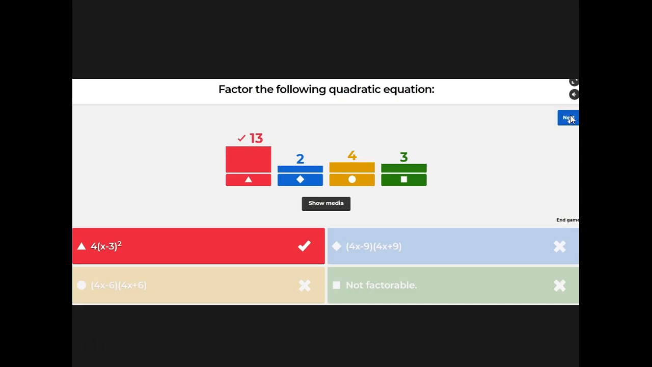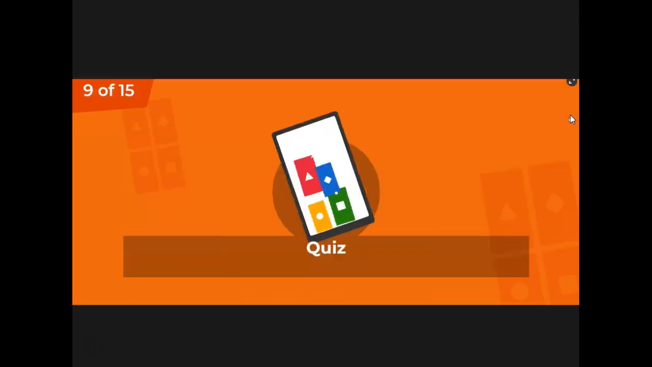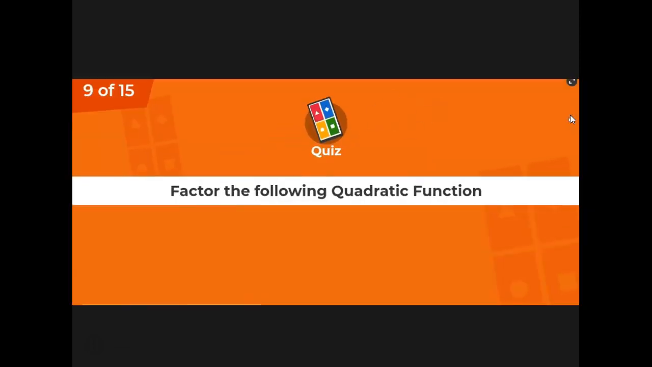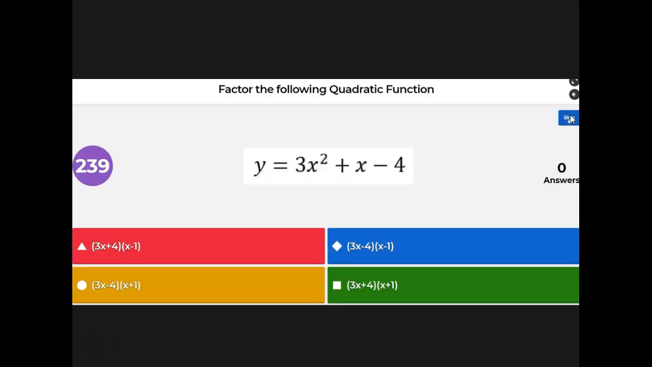Red or green? Yeah. Okay, factor the following.